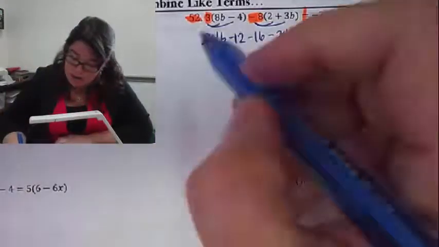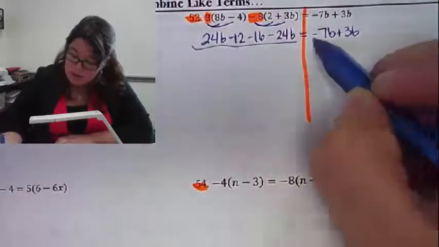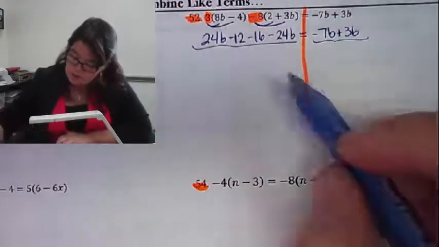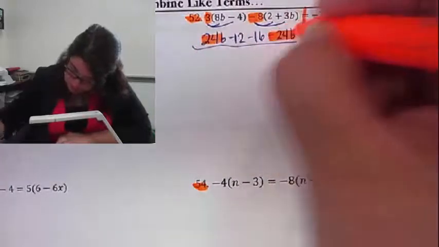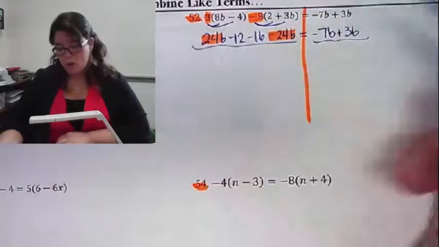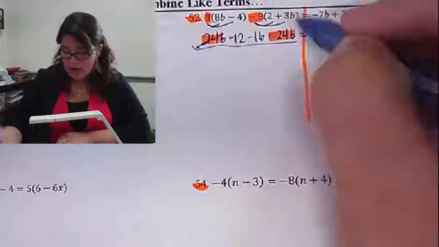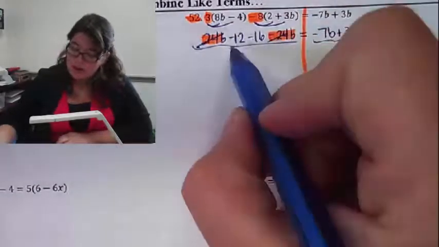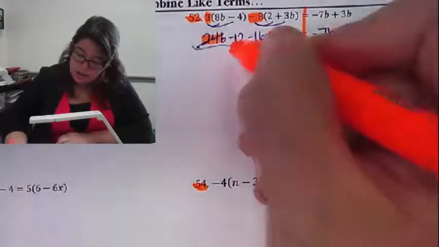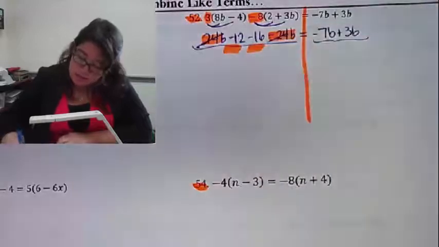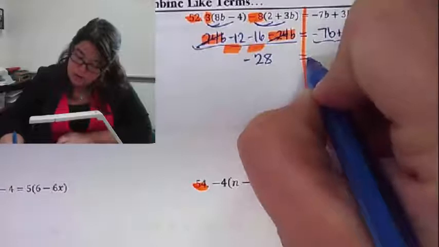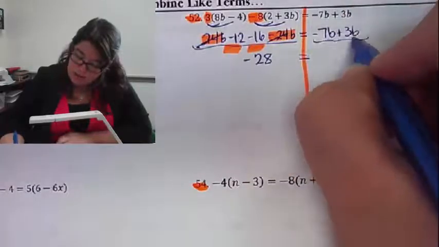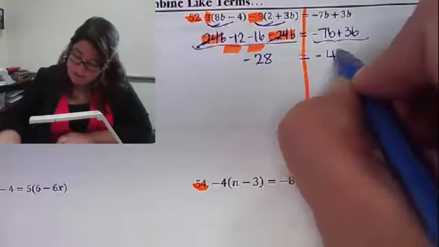So I'm going to combine any like terms I see here, and I'm going to combine any like terms I see here. So let's see, I've got a variable term and a variable term. Let me combine those 2 together right quick. Oh, what? They're going to cancel. Okay, I can handle it. And then I got my constant term and my constant term. So that's going to give me -28 equals -7b plus 3b gives me -4b when I combine.